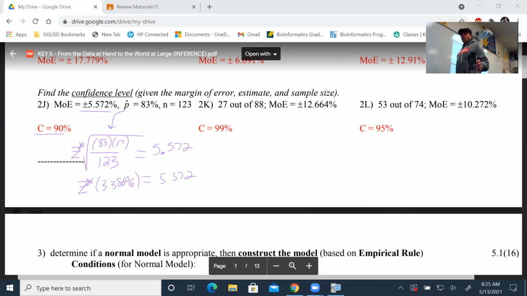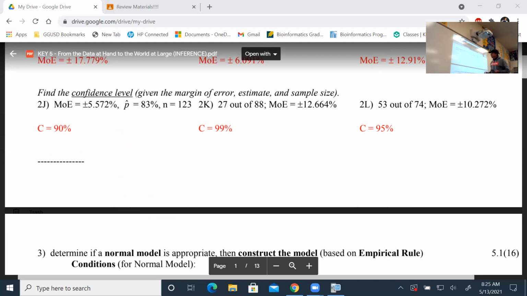Okay, I'm going to leave this number in my calculator. And what I'm going to do is I'm just going to divide 5.572 divided by second answer. And I get, so Z star equals 1.645. And I look on the chart and that's a 90% interval. Okay. Not too bad. I probably won't do the other ones because you'll get the idea based on this one.